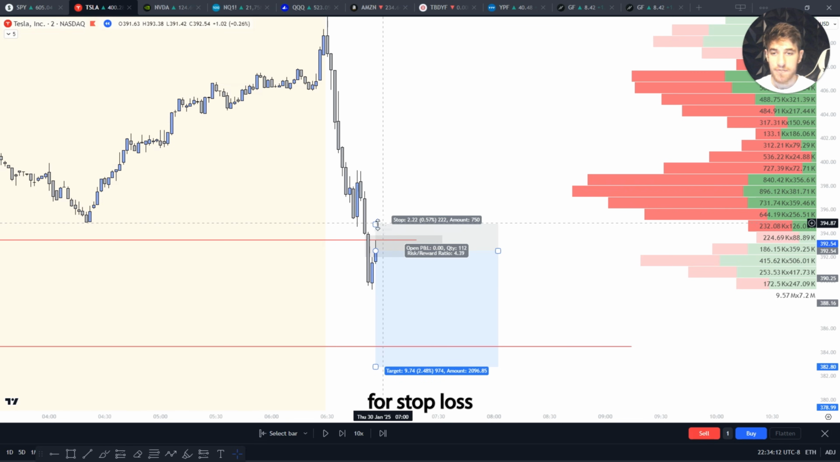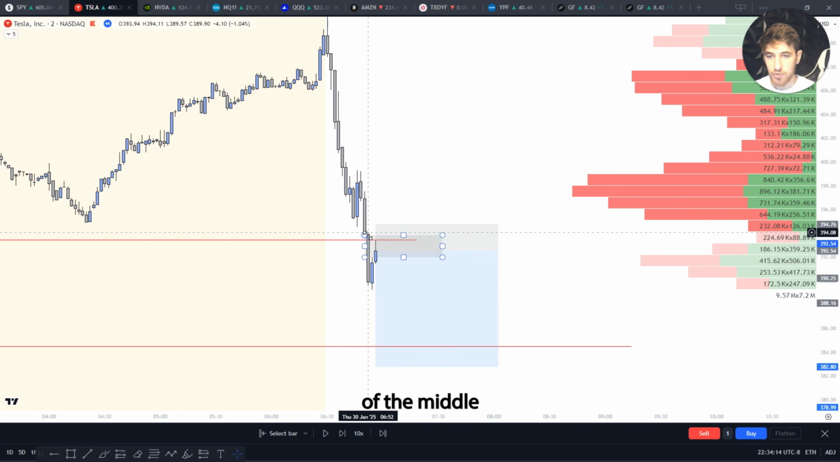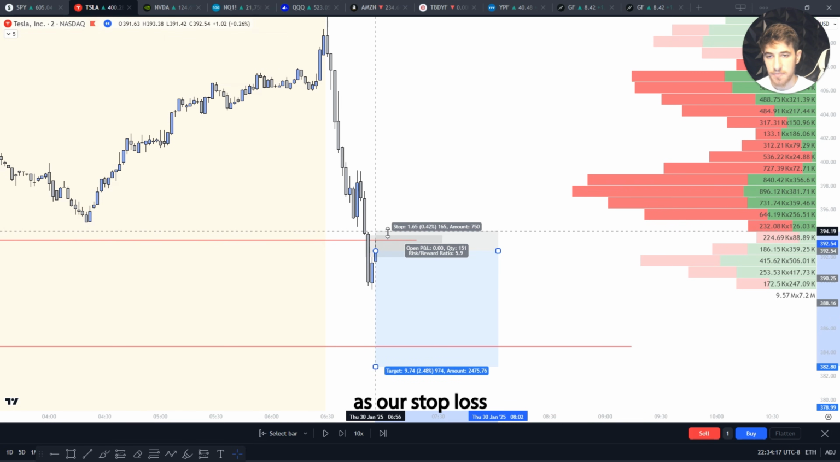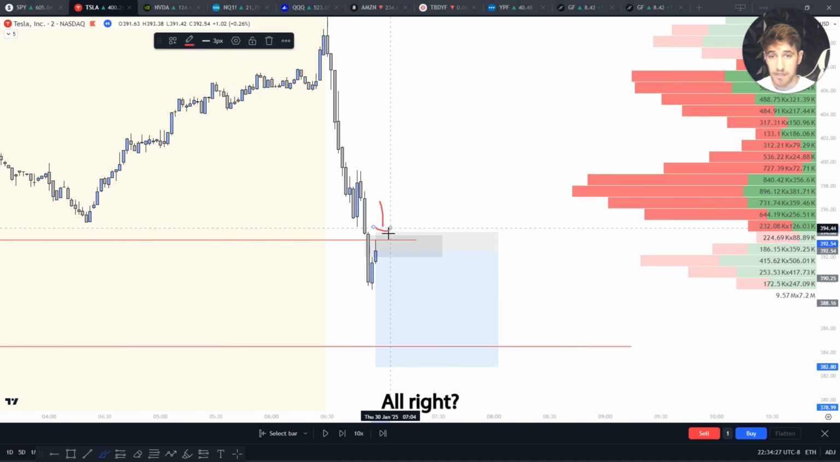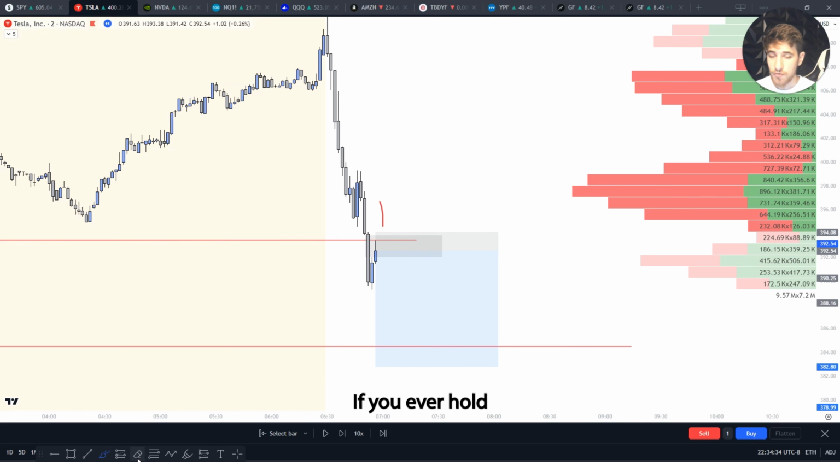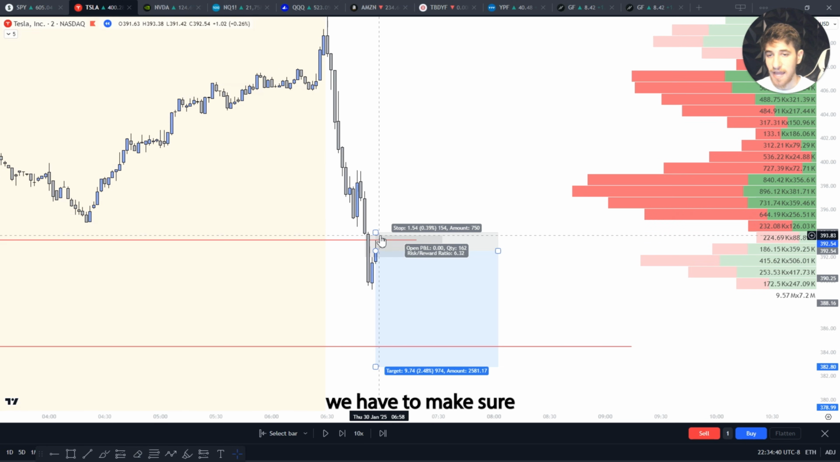So like I said, for stop loss, we want to use the high of the middle candle of the fair value gap as our stop loss. Meaning if price comes and takes out this level, we're out of that trade no matter what. We take the loss, we move on. You are never ever going to be holding a trade past this level. If it hits that level, you are out of it no matter what happens. This is very important. If you ever hold a trade past that stop loss, it's going to blow your account. In order to stay consistent, we have to make sure that we are respecting the stop loss.